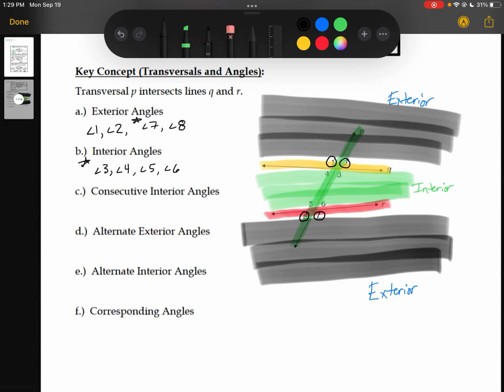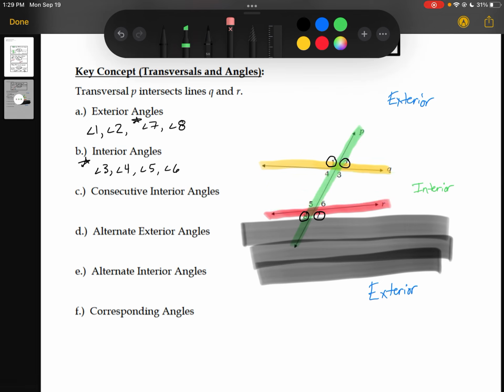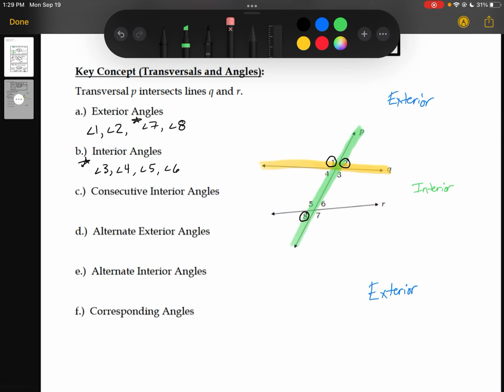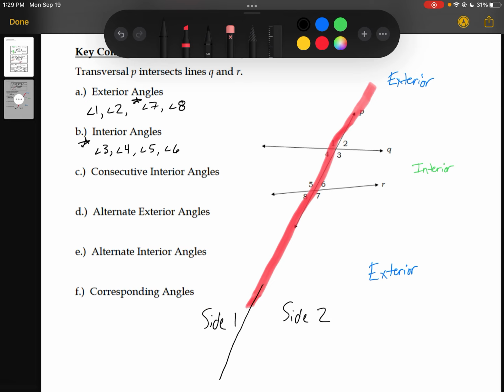The second concept that we're going to take a look at here, I need to clean up this work just a little bit. We'll start fresh. Consecutive versus alternate. So if we're looking here just at our transversal, that's the line that goes across. So the transversal separates this out into, we'll call it side 1 and side 2. And again, they're basically cut off here by our nice transversal.